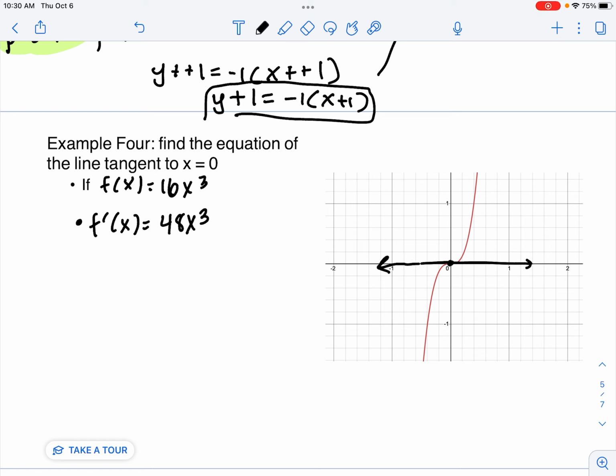So there's our point, and then there's our slope. And so now I can put everything in the equation. So I'll do y minus -18 equals 12 times x minus 3, and that gives me y plus 18 equals 12 times x minus 3. And that is the equation for our tangent line.